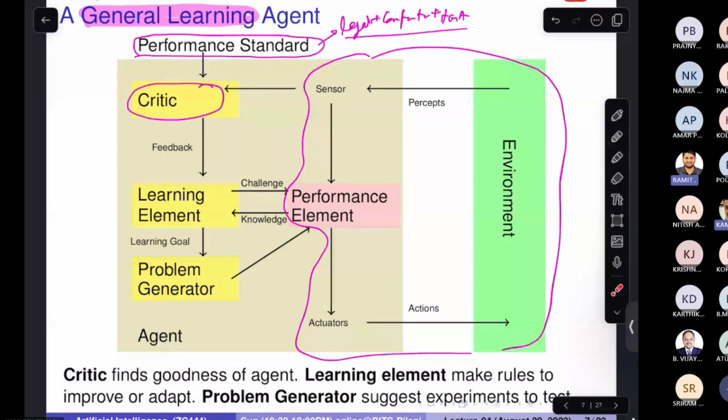How can we ensure that whatever feedback the critic is giving is the best one, and that the agent should learn that for betterment?